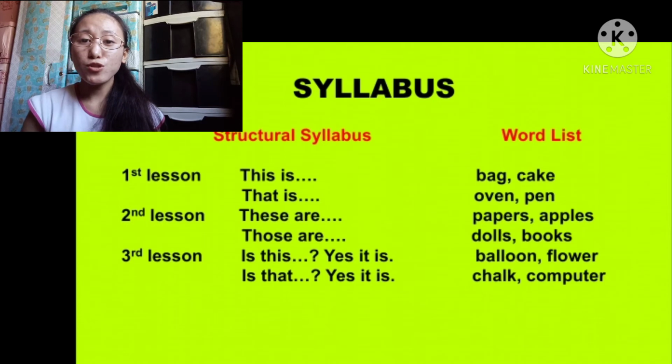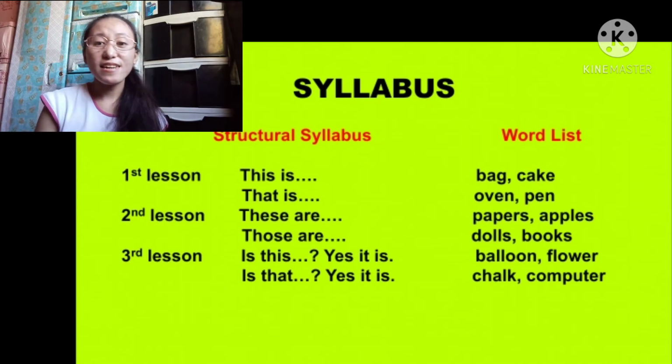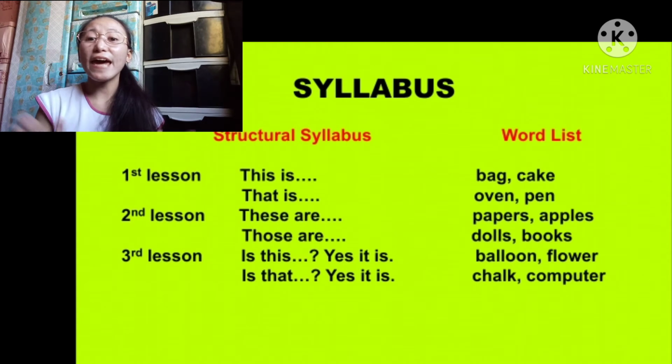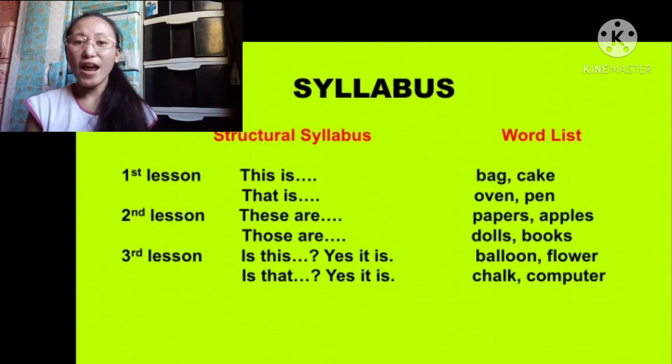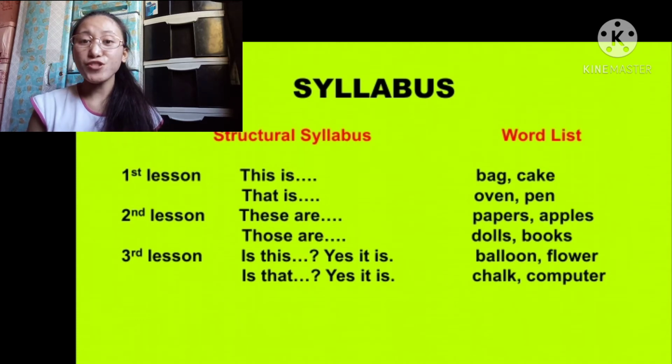And the vocabulary to be used are bag, cake, oven, and pen. For the second lesson, the patterns are "these are" and "those are," and the vocabulary are papers, apples, dolls, and books. And finally, for the third lesson, the patterns are "Is this...? Yes, it is" and "Is that...? Yes, it is," and the vocabulary are balloon, flower, chalk, and computer.